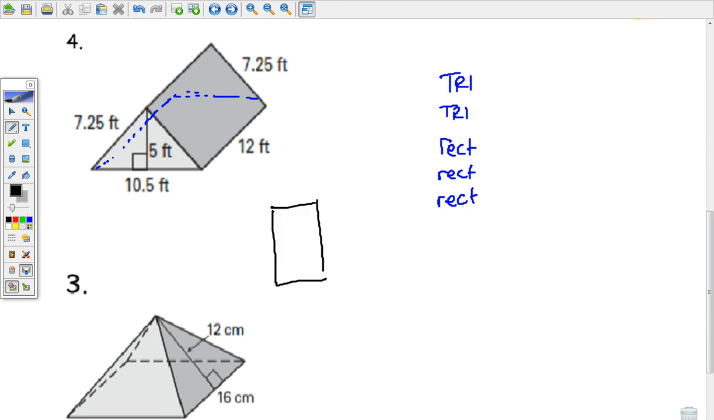The bottom base is 12 by 10 and a half. The sides fold down, and those are 7.25 by 12. And then you have your triangles.